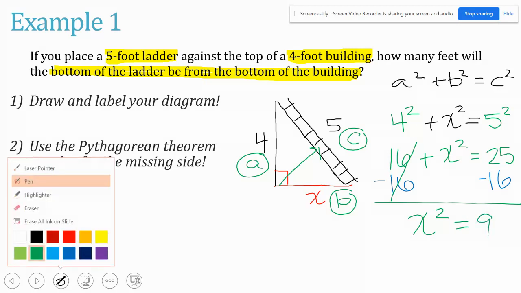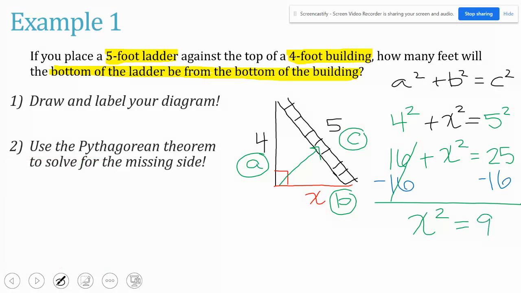Now remember, to get that x by itself, to get rid of the squared, we're going to find the square root of both sides, because then the square root and the square cancel out. So we're left with x equals the square root of 9, which is 3. So the base of the ladder is 3 feet from the base of the building.